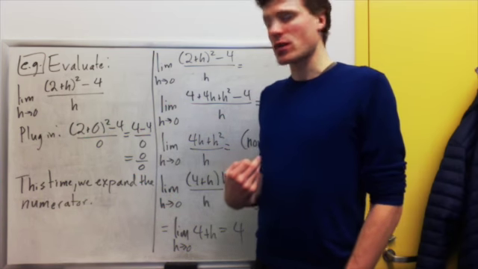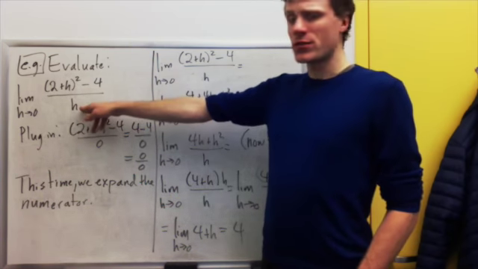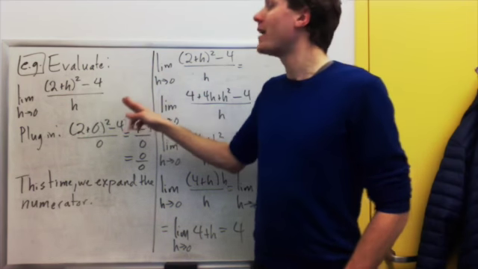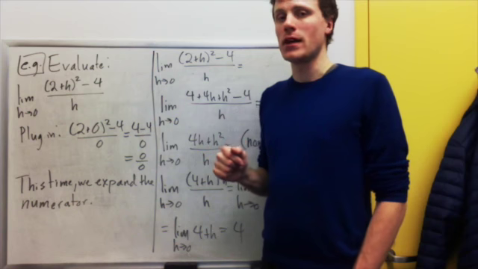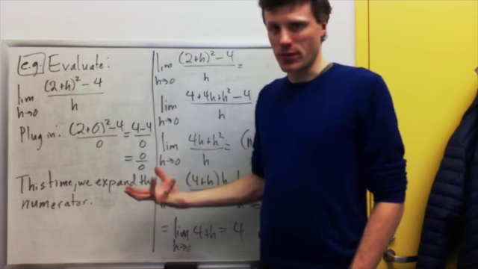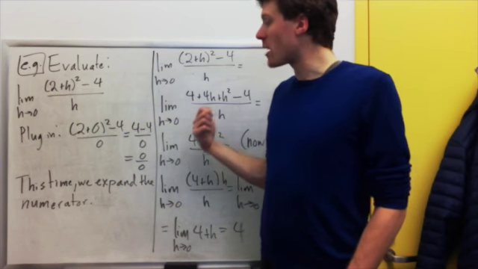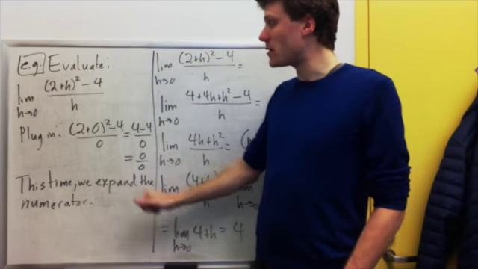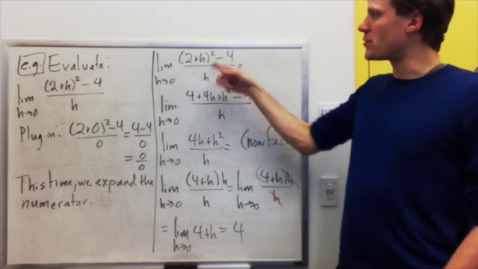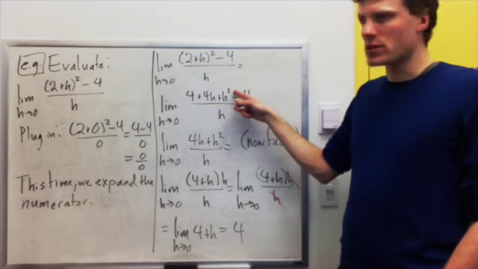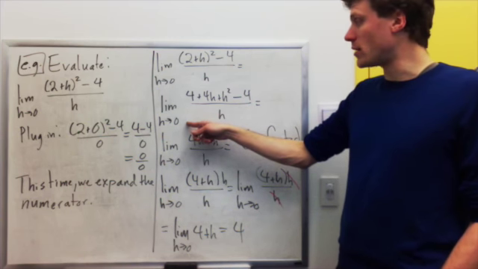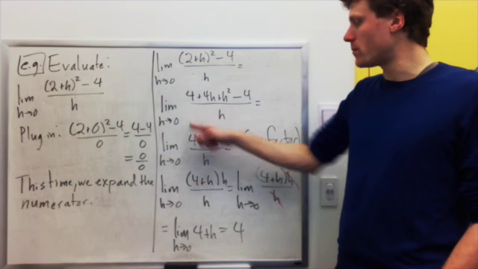That suggests that there's a common factor. However, the bottom is just h, so the common factor on top itself should also be h. I don't see a common factor of h on top. That's because it is not simplified. So the first thing that I'm going to have to do this time is to expand the top, expand the numerator. So I do that. I take 2 plus h and I square it out using a squaring formula, giving me the limit as h approaches 0 of 4 plus 4h plus h squared minus 4 over h.